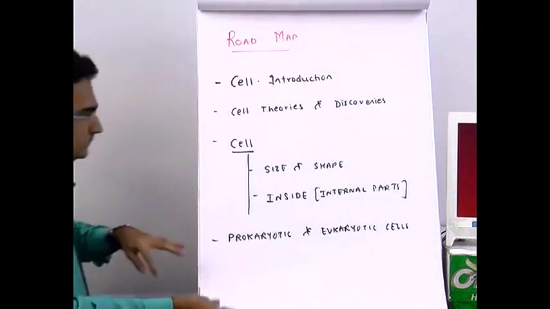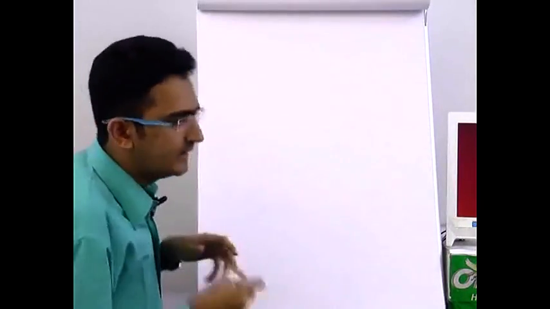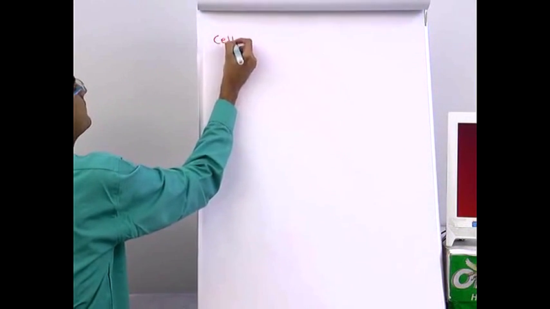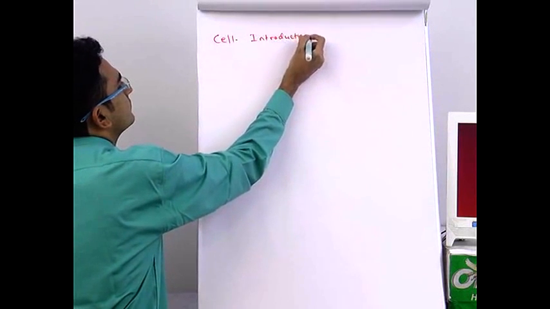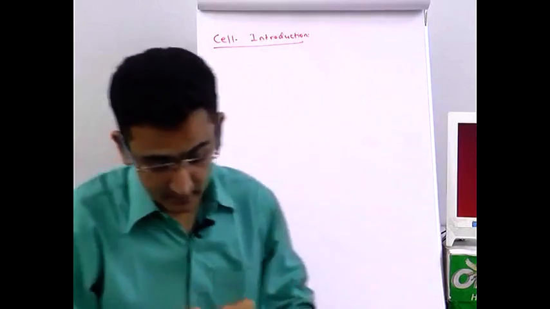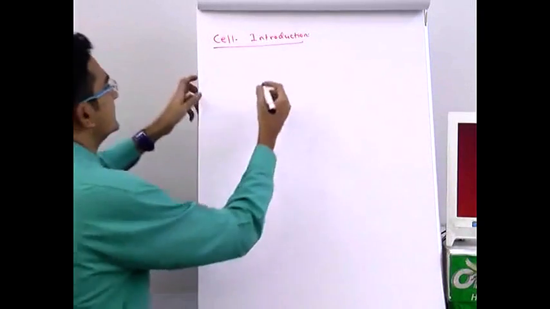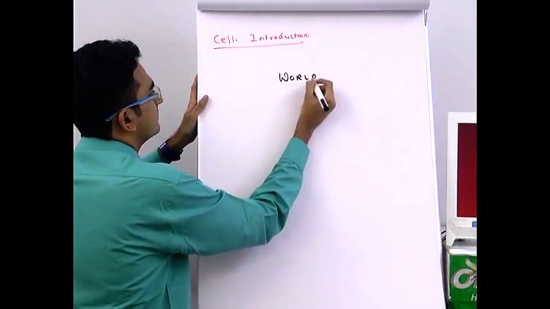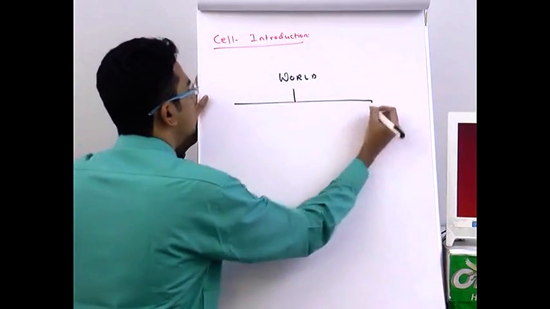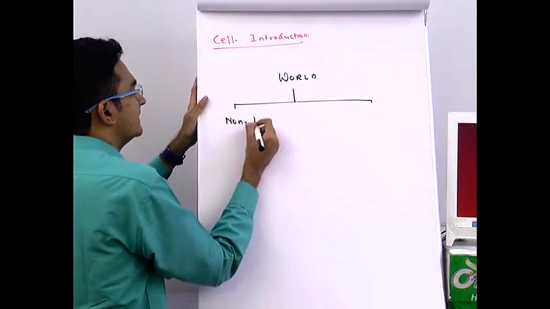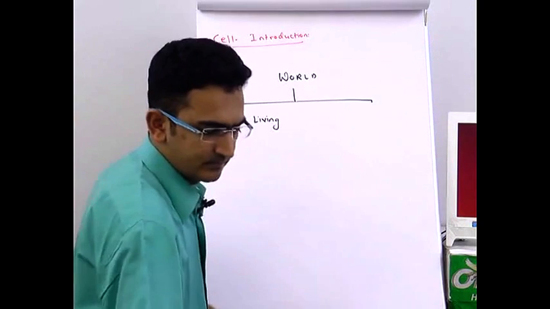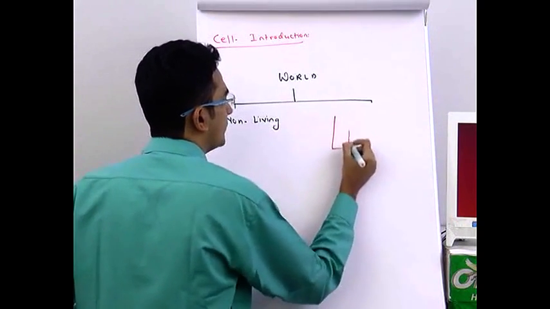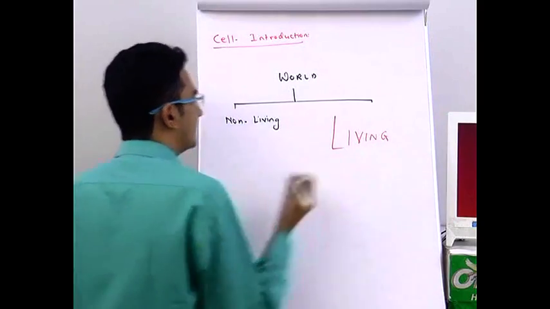So students, let us start with cell, the introduction. As you would agree, this world can be classified or divided into two major categories. One is non-living, and second is what is more important for this chapter, that is living.